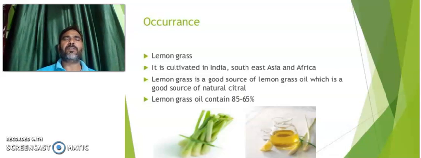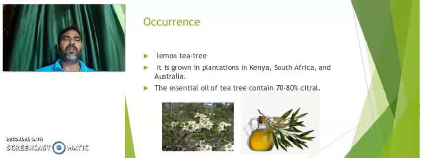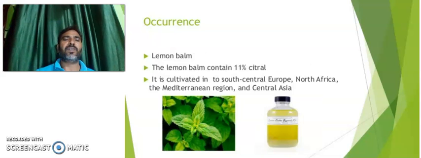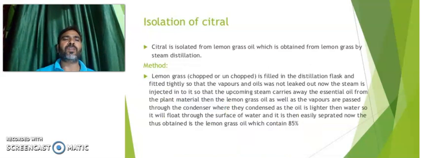Lemongrass is cultivated in India, Southeast Asia and Africa. Lemongrass is a good source of lemongrass oil, which is a good source of natural Citral. Lemongrass oil contains 65 to 85% Citral. Now, lemon tea tree, lemon balm.